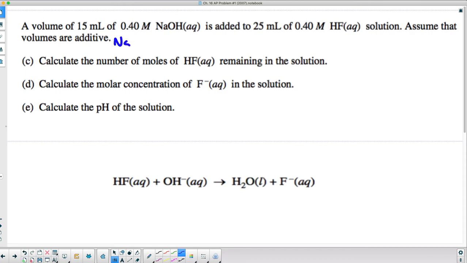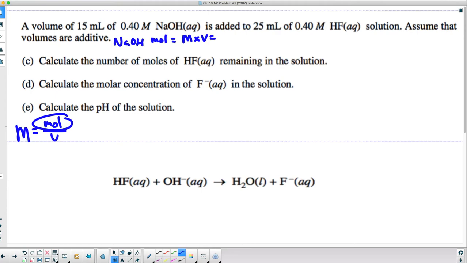Up here I have NaOH. I have moles equal to concentration times volume. Now where did I get that from? I'm hoping you have seen this formula enough times to know that molarity is equal to moles divided by volume, and if I'm solving for moles, I multiply both sides by V, and that gives me this right here.